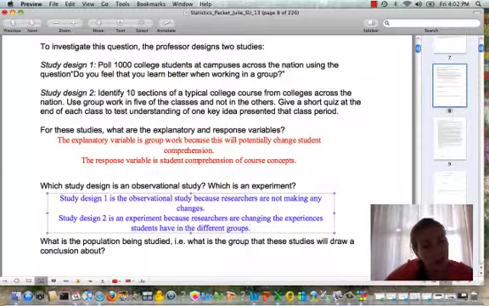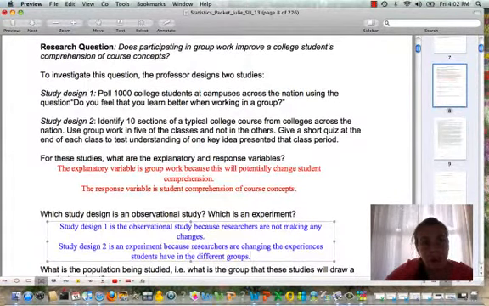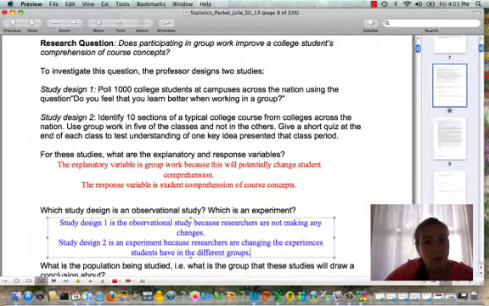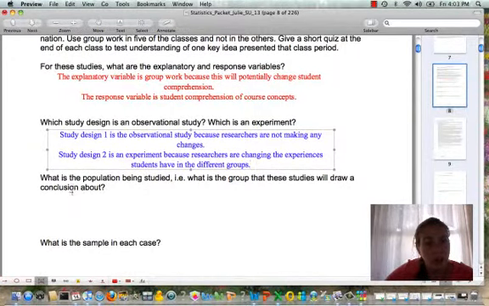Our next question asks, what is the population being studied? Or in other words, what is the group that these studies will draw a conclusion about? So in this case, they're looking at college students at campuses across the nation in study 1. And in study 2, they're identifying 10 sections of a typical college course from colleges across the nation. So in both of these studies, our population are students from colleges across the nation.